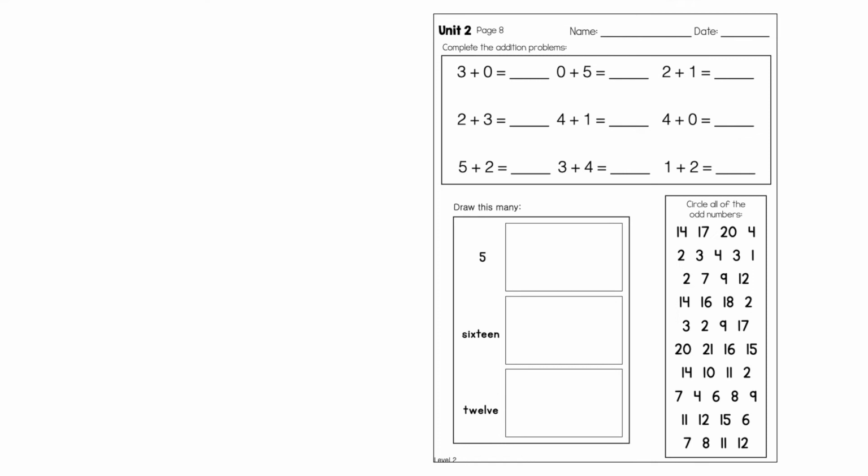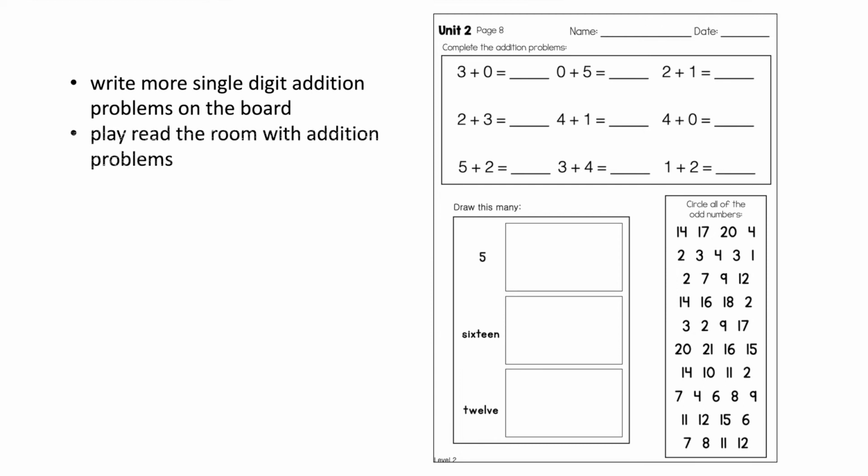So next we have Math Level 2. Here are some examples of ways you can extend on Math Level 2. So as we see on this worksheet, we have some single digit addition. We're reviewing quantities up to 20, and then we have odd numbers. So you can simply extend this by writing more single digit addition problems on the board. Super simple. You could play read the room with addition problems. Put the numbers around the room, the answers on Post-its, give kids some addition problems and have them go find the answer, or the reverse.